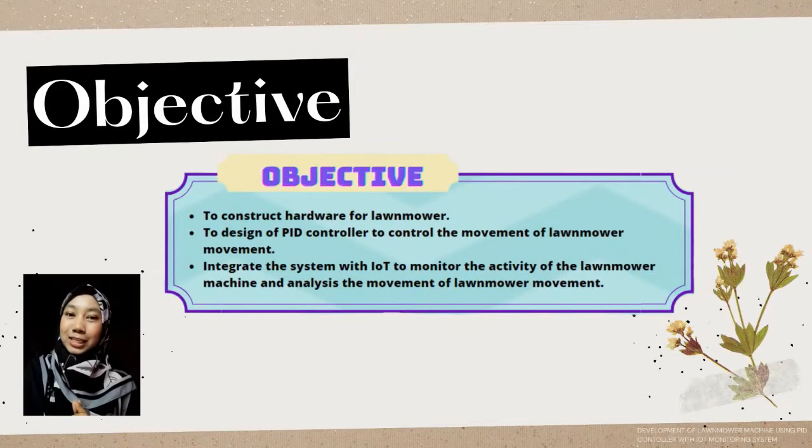Okay, move on to the objective of this project. What needs to be achieved in this project? The first one is I want to construct the hardware of a lawnmower. Second one is I want to design a PID controller to control the movement of the lawnmower. And lastly is to integrate the system with IoT to monitor the activity of the lawnmower machine and analyze the movement of the lawnmower.